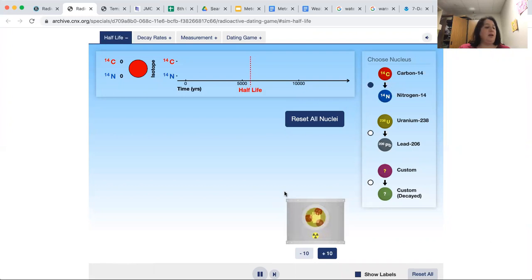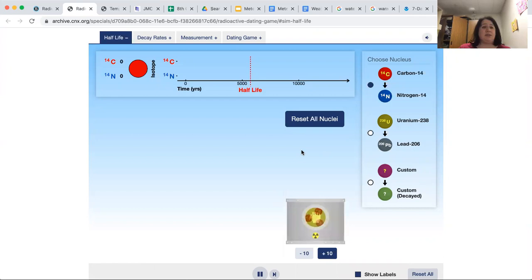Okay, good morning. I just wanted to do a quick rundown for those of you who are not in the building about how to do the radioactive dating game. First of all, the link on the top of the page does not work for some reason, so the link is attached to the assignment.